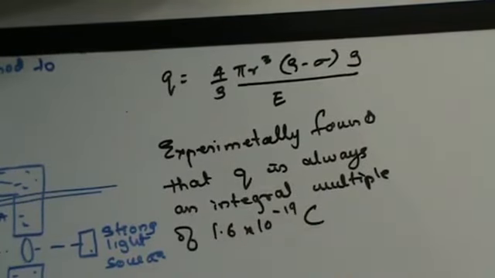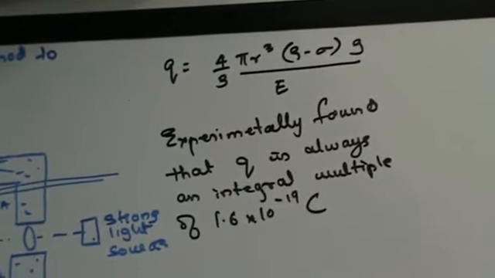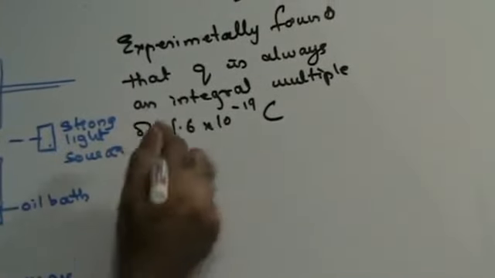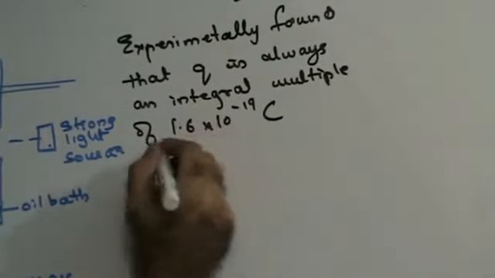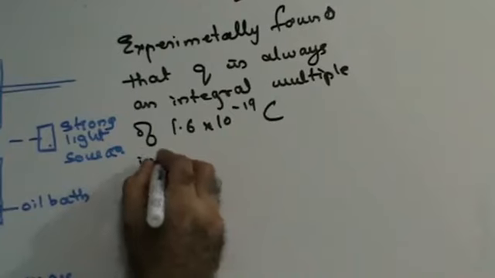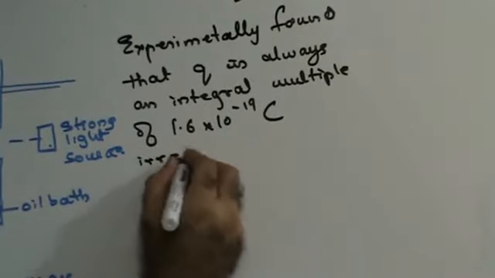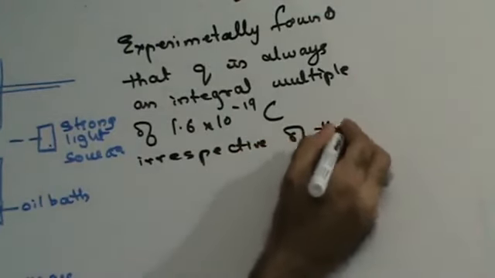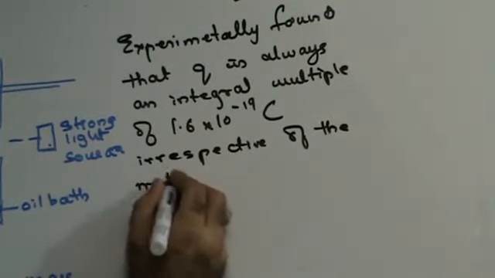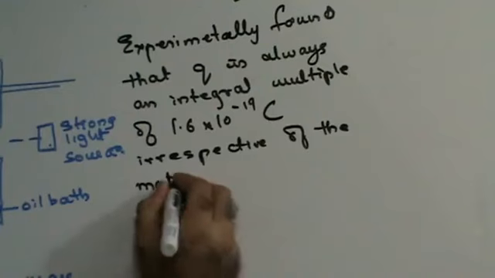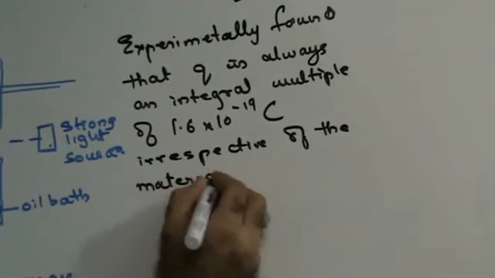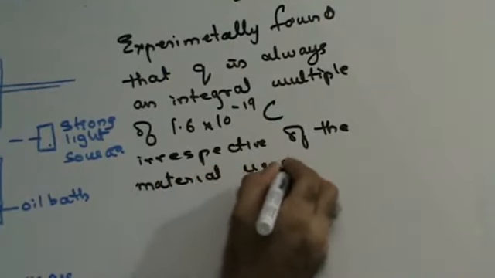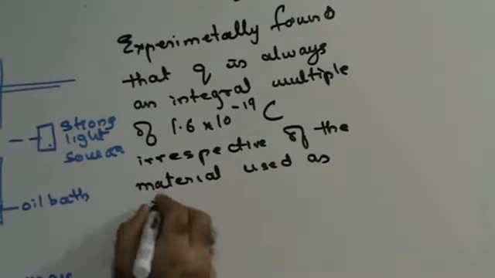Thus, he concluded that experimentally he found out that Q is always an integral multiple of this, irrespective of the material used. That is, whether he is using oil, glycerine or any other material used as oil drop.